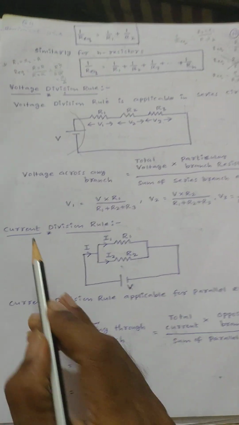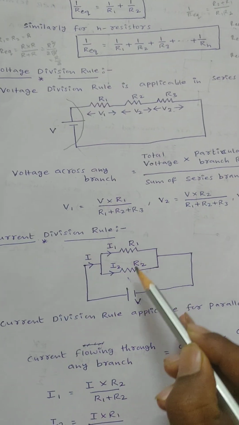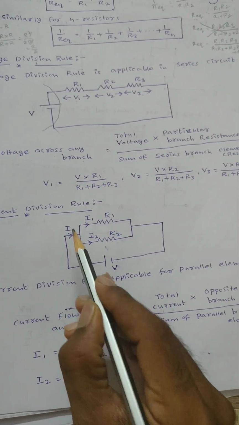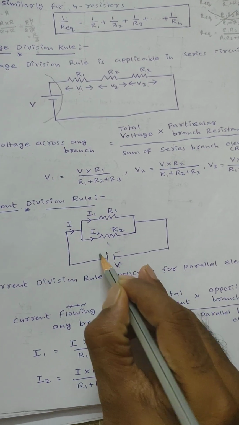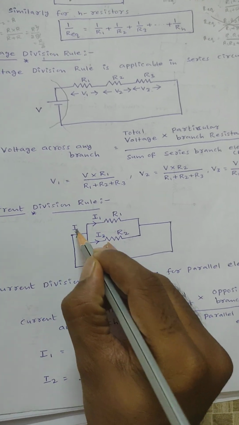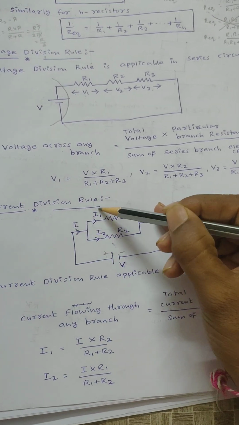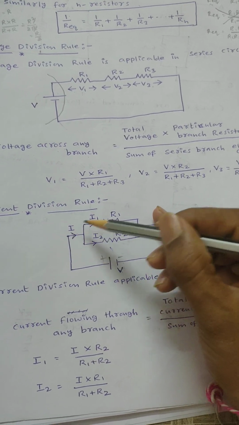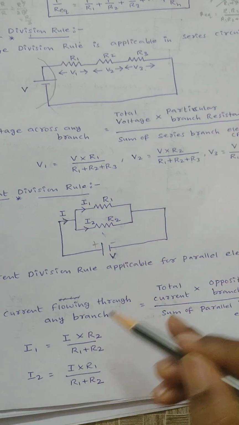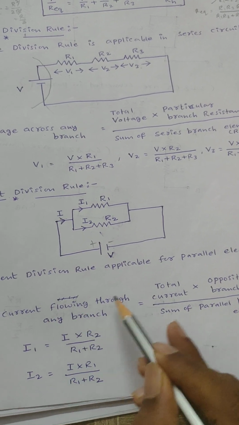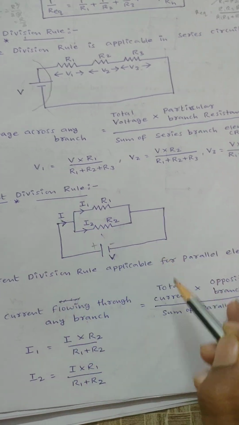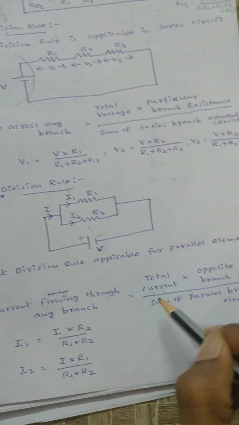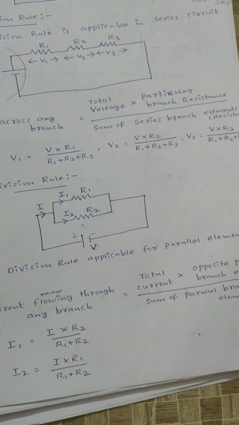Next, in a similar way, the current division rule. The current division rule is applicable in parallel circuits. See here, by knowing the total current, we can calculate parallel branch currents. That means here I know the I value, right? Then by knowing this I value, the current flowing through any branch is equal to the total current into the opposite parallel branch resistance divided by the sum of parallel branch elements.